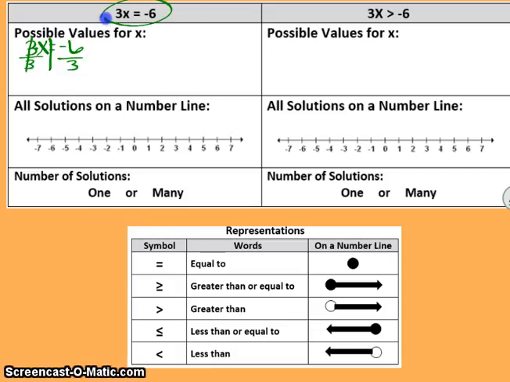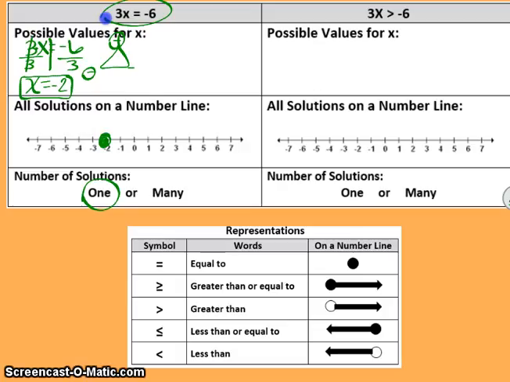3 divided by 3 is 1. Remember, I don't have to write the 1. And x is equal to negative 6 divided by 3. Well, I know that 6 divided by 3 is 2, and I need that triangle to determine if it should be positive or negative. So I'm doing a negative divided by a positive, so I know that my answer is x is equal to negative 2. So the only possible value is negative 2. So I find negative 2 on my number line, and I shade it in. And I only have one solution, because it's only equal to that one number.